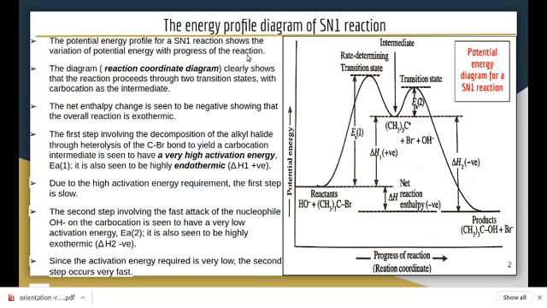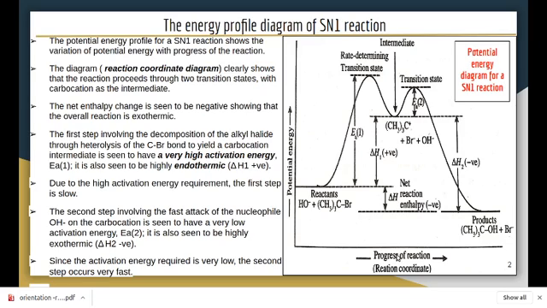Here you can see the energy profile diagram of SN1 reaction. This is the potential energy diagram for SN1 reaction. The potential energy profile for a SN1 reaction shows the variation of potential energy with the progress of the reaction. On the y-axis you can see the potential energy, and on the x-axis you can see the progress of the reaction, or it is known as reaction coordinate. That means how the potential energy varies with time.